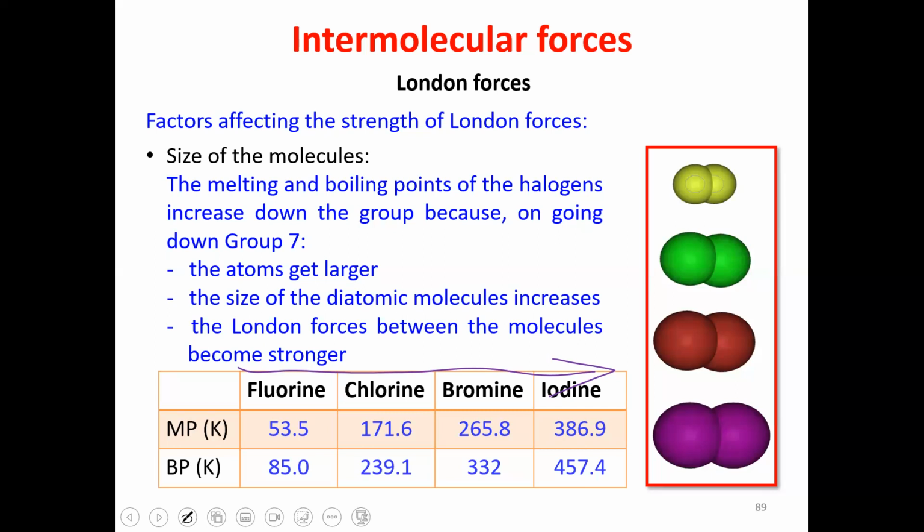Yeah, so the melting points would increase as well as the boiling points. Why? Good answer, right? But why? Because they get bigger and the forces between them become stronger. Then the London forces, or van der Waals forces, become stronger.